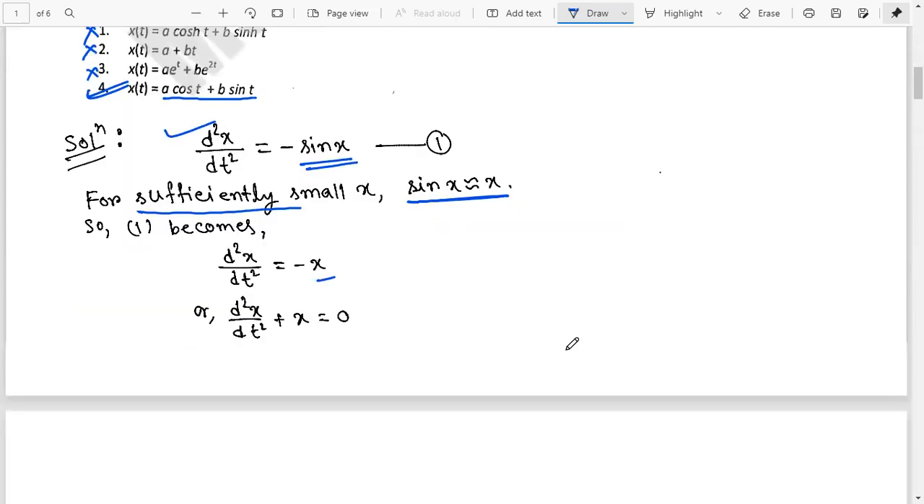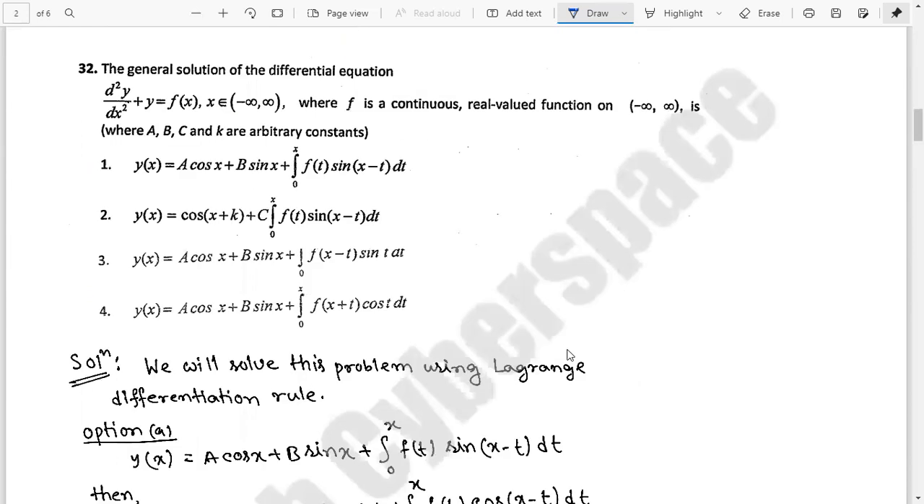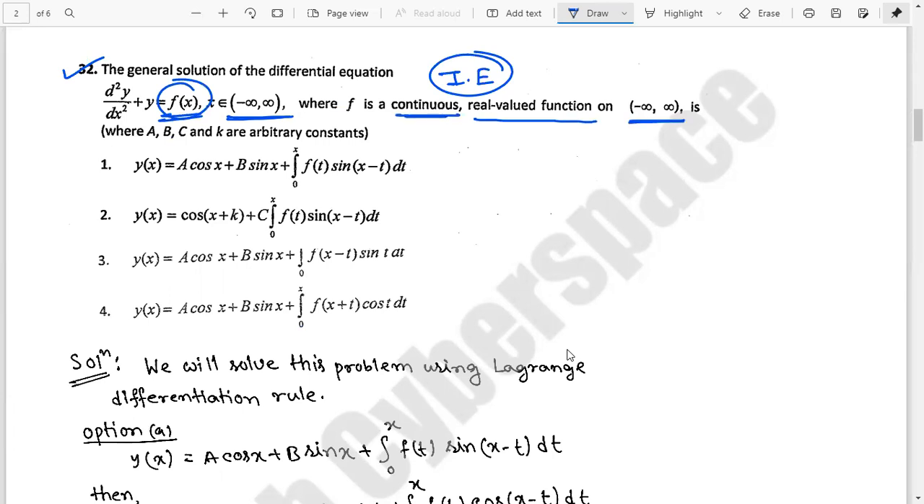Next problem. Question number 32. Basically, this problem is from integral equations, but we can solve it in the differential equation section also. Let's read the problem. The general solution of the differential equation d²y/dx² + y = f(x), where x is from the whole real line, minus infinity to plus infinity. Here f is a continuous real valued function on minus infinity to infinity, and a, b, c, and k are the arbitrary constants used in these 4 options.